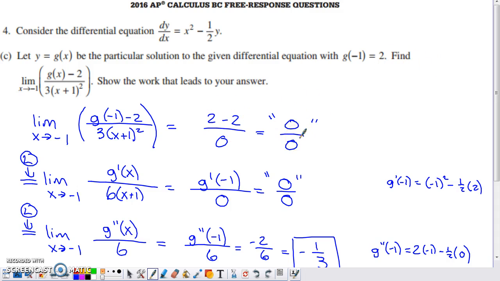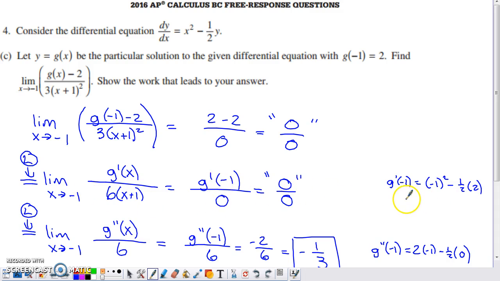You do get 0 over 0. So, all right, not a big deal. Use L'Hopital's rule. So you take the derivative of the top, you get g prime of x. You take the derivative of the bottom, you get 6x plus 1 to the first times 1 if you use a chain rule, which simplifies to just 6x plus 1. You evaluate this at -1. You get 0 on the bottom, and then you get g prime of -1 in the top.